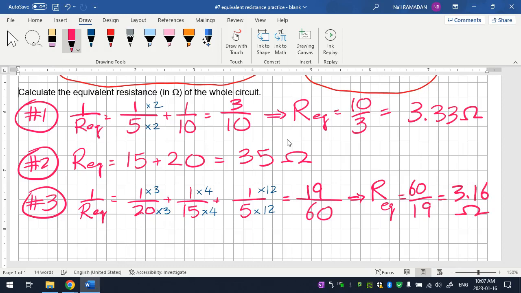Oh, by the way, do you remember the logical check for your answer with in parallel? For in series, it has to be higher than the highest. For this one, it has to be lower than, smaller than the smallest. Well, apparently, I got 3.16. What's my smallest one? 5. Perfect. Checks out. And even for this one, 3.33 is less than 5. Nice. Okay. What's my last one?